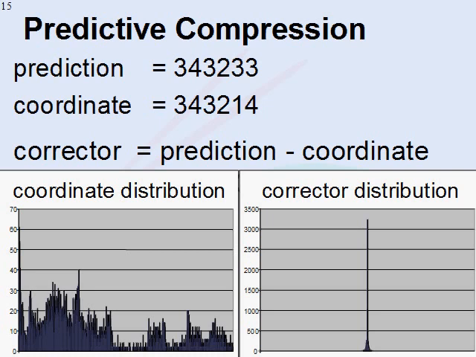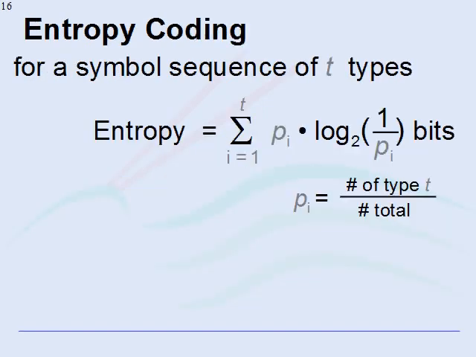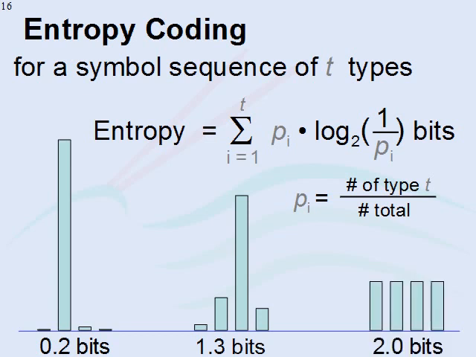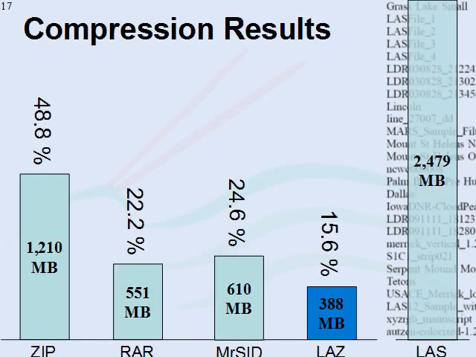Why is this good? Well, if you know anything about entropy coding, if you have a sequence of symbols, and the symbols look like this, meaning there's one of many and the others are not so often, you can store it with much fewer bits than if they are all of the same probability. And that's the whole secret of compression.